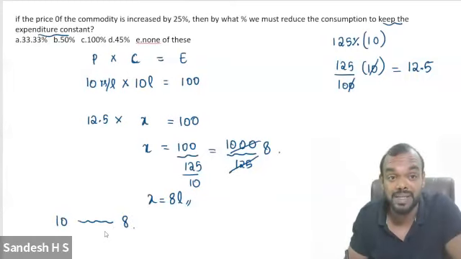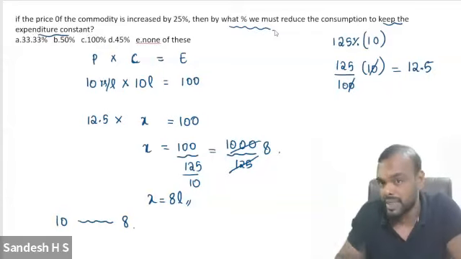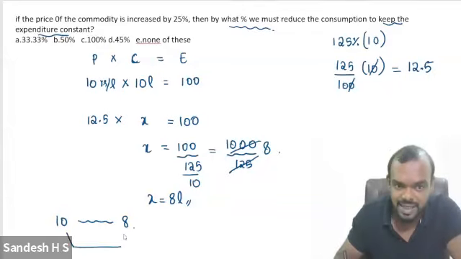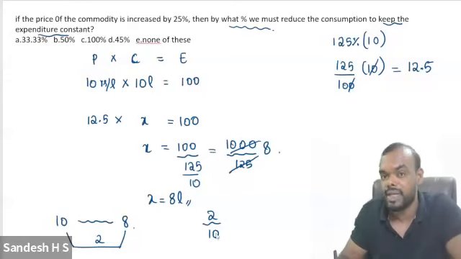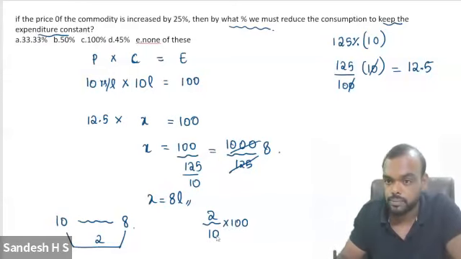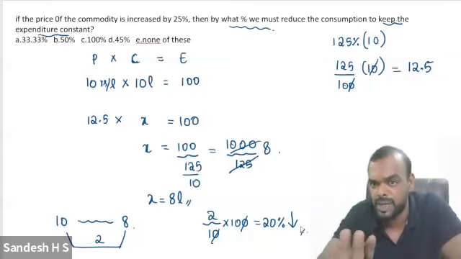We have to calculate the percentage change. By what percent must we reduce the consumption? Percentage change. What is the change in value? 2. Change in value out of original value 10, into 100. 2 out of 10 into 100, 0, 0 cancel. 2 into 10. 20% is the reduction. This is the basic method concept. Am I clear with this part so far?